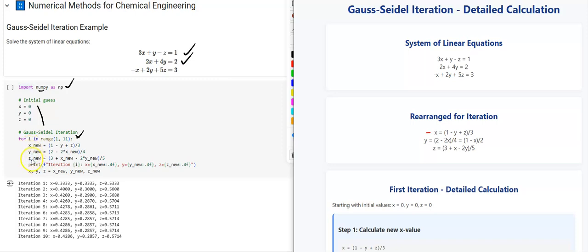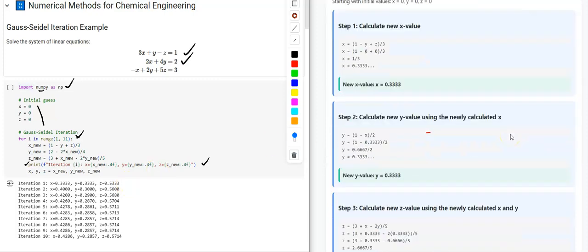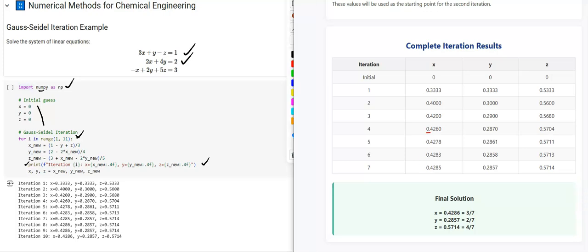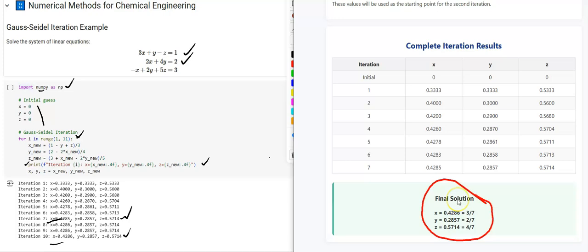Now after the first iteration, I'm printing that value, which means after finishing one iteration it will give the x, y and z values, and then we have to update the x, y, z values. So x is equal to x new, y is equal to y new and z is equal to z new. Then it will go to the second iteration. So in iteration 1 we got x is equal to 0.333, y is equal to 0.33 and z is equal to 0.533, whatever we got in the table here. So both are similar, you can check that. And then after the seventh iteration we get 0.4285, 0.2857, 0.5714. If I do another two iterations, we will get a similar answer. So our final value is this. That's it. Thank you.